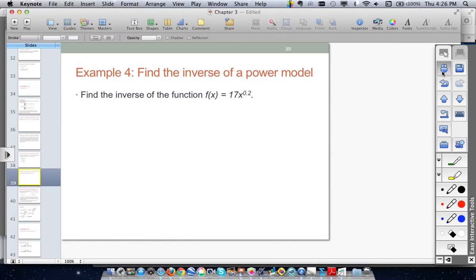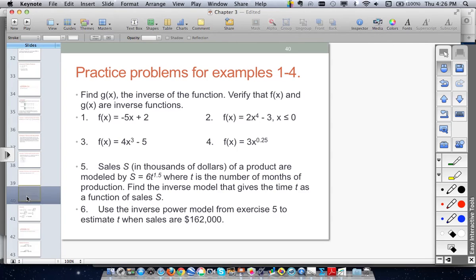Let's take a look at some practice problems. You're going to need to pause this because there's a lot going on here. Read through these 6 questions carefully. And when you're ready to move on, go ahead and press play, and you'll see the answers.